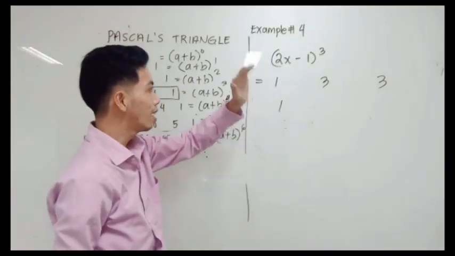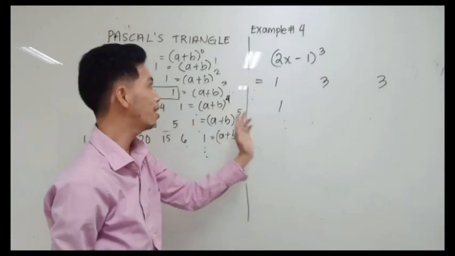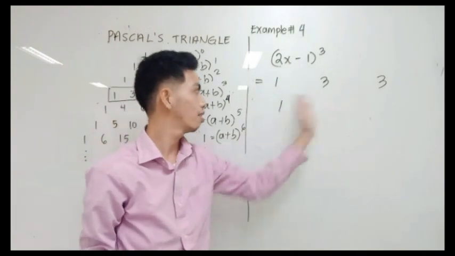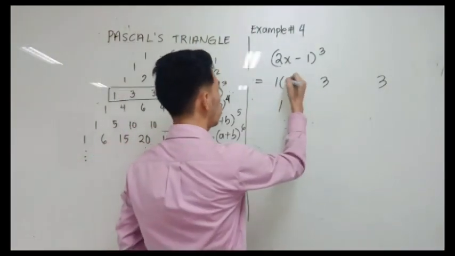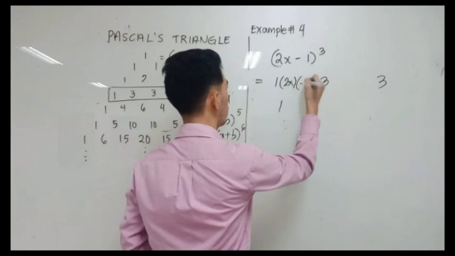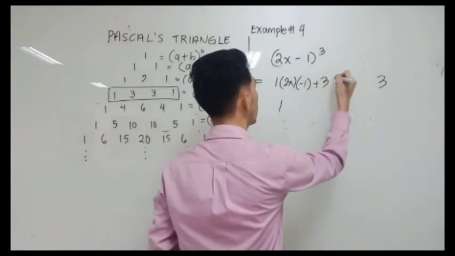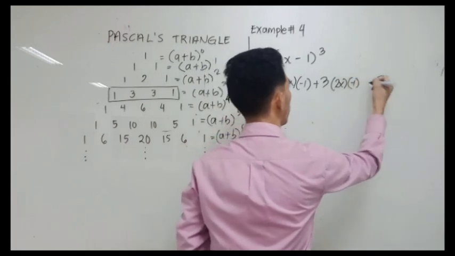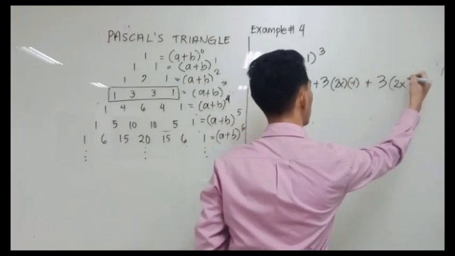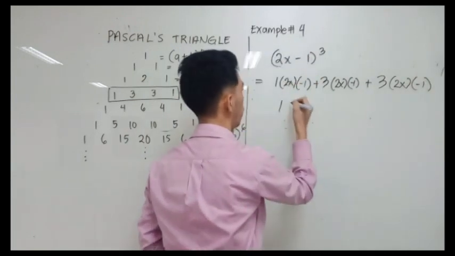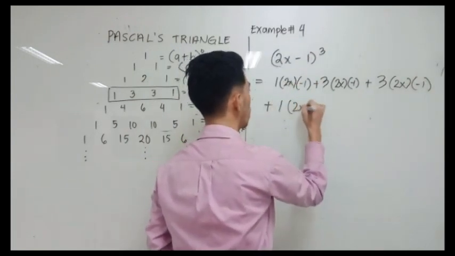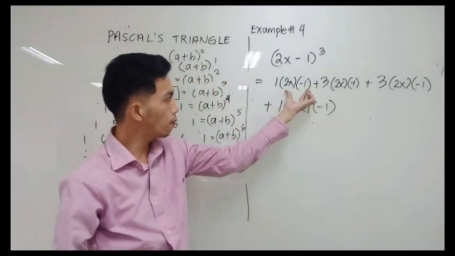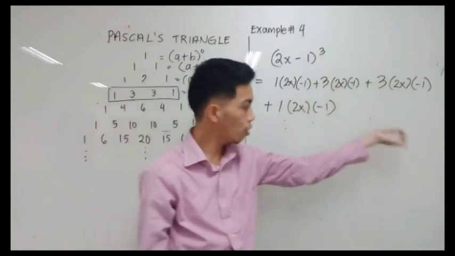Okay? So, next, ay gagawin natin, isusulat natin yung first term at saka second term sa bawat term. So, you have 2x and negative 1. Okay? Plus, you have 2x negative 1. Plus, 2x negative 1. Plus, you have 2x negative 1. Okay. Next, masulat na natin yung mga first term at saka second term sa bawat term.